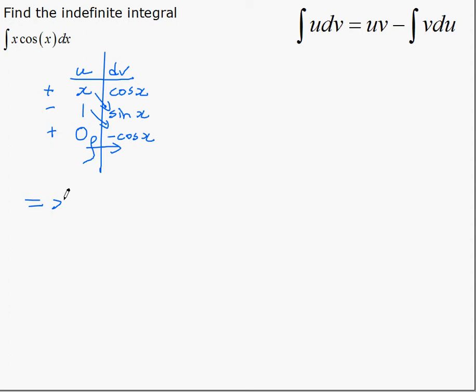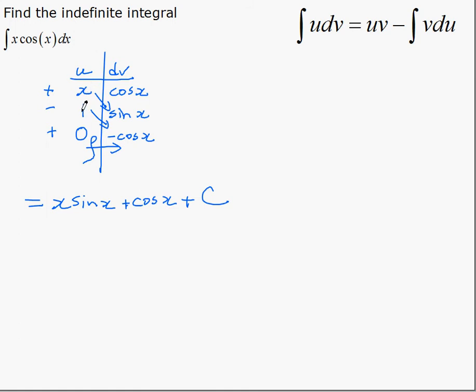So x sine x, minus times minus is plus cosine x, plus or minus the integral of 0, which is a constant, so it doesn't matter if we write plus or minus, just a constant. This is really just using the formula.